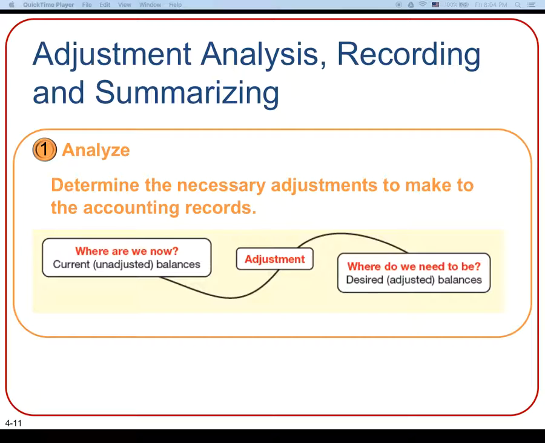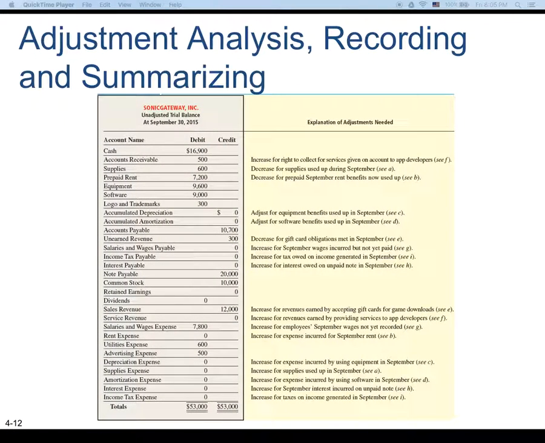So same way, we have to go through the whole process, analyzing it first. At the period end, we have to determine the necessary adjustments to make to the accounting records. So we want to say, okay, where are we? All of these unadjusted balances, right? Do we need adjustment or not? If we do need adjustment, then where do we need the adjustment to be? So this is a process we have to go through.